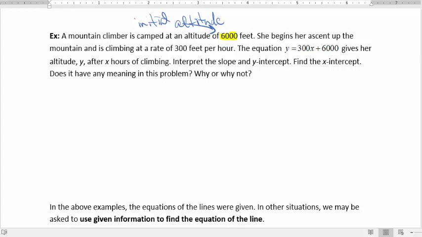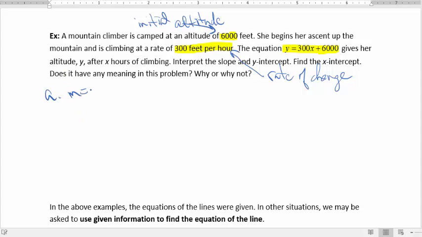She begins her ascent up the mountain. She's going up and is climbing at a rate of 300 feet per hour. This is going to be your rate of change, and again, rate of change was slope. So the equation, not surprisingly, is y equals 300x plus 6,000. This gives her altitude y after x hours of climbing. Again, same idea: interpret the slope and y-intercept.